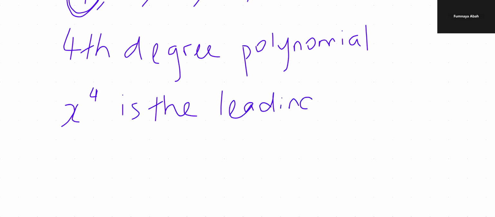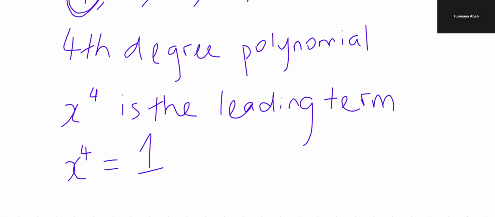Okay. And since x raised to the power of 4 is the leading term, the leading coefficient is equal to 1, because x raised to the power of 4 is the same as writing 1 x raised to the power of 4. Just as a number being raised to the power of 1 is the number itself, any number times 1 is also the number itself. So 5 times 1 is equal to 5. 10 times 1 is also equal to 10. So you can see in these cases, any number times 1 is just the number itself.